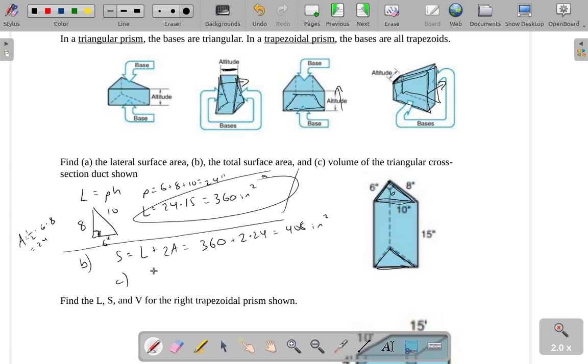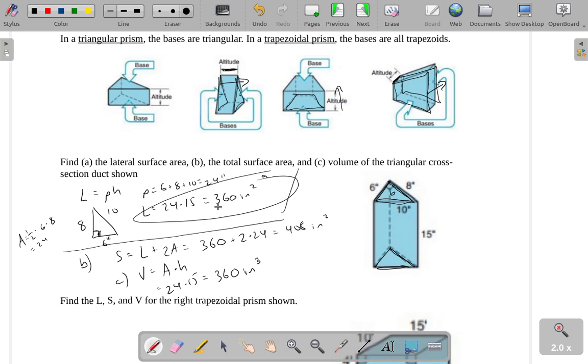Alright, so part C says find the volume of the triangular cross-section depth. So we're trying to find the volume of this now. The volume is going to be the area of the base times the height. And when I say the height here, I'm talking about the height of the prism, not the height of the triangle. Well, I already found the area. That was this stuff right here. That's 24 square inches. The height of the prism is 15 inches. And so we end up with a volume of 360 cubic inches.